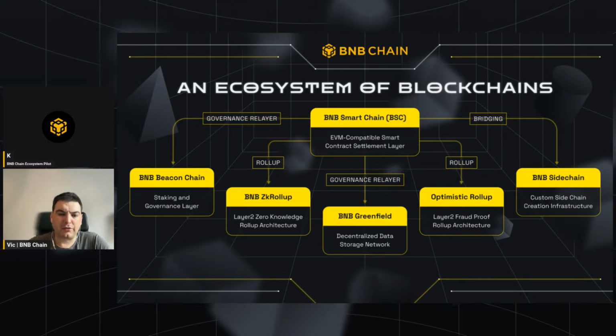From the compute side, we have BNB Smart Chain and the rollups, whether it's a ZK rollup or an optimistic rollup. But this is all compute. This is where you put your logic and smart contracts or interact with the API. And BNB Greenfield is envisioned to be the storage layer for BNB Chain initially, and later for the whole ecosystem of blockchains through some kind of bridging.